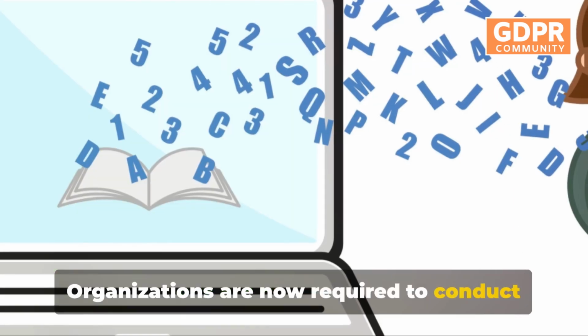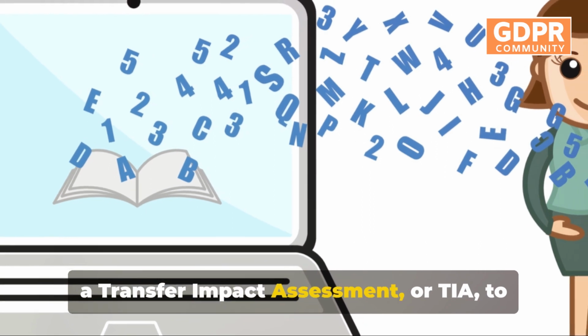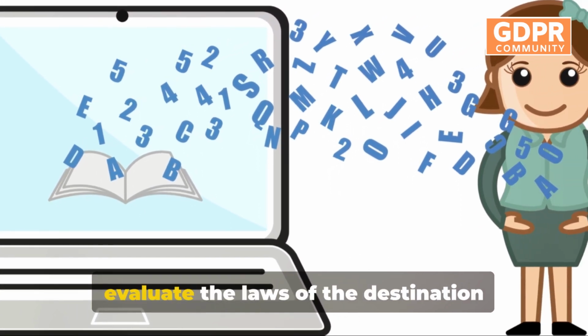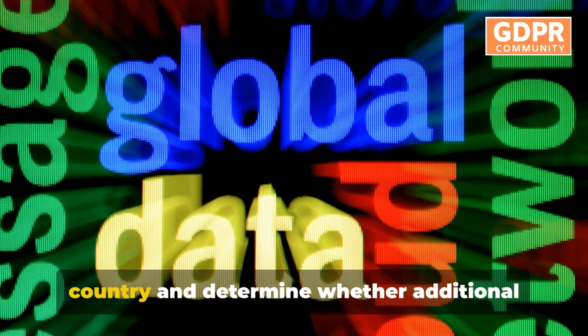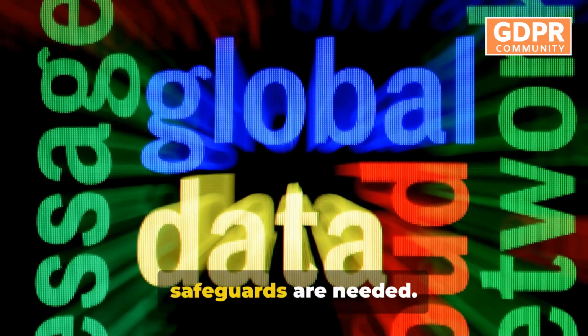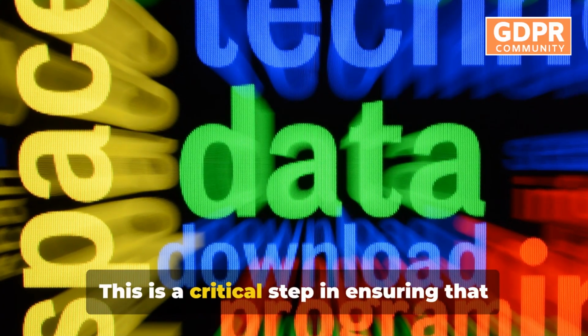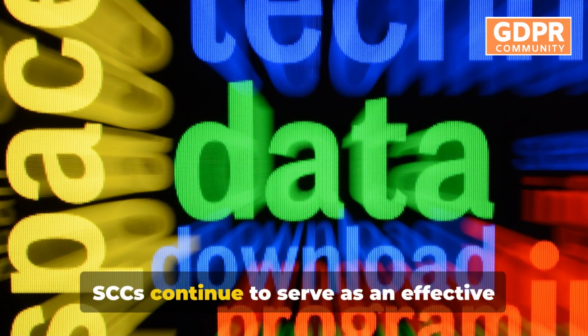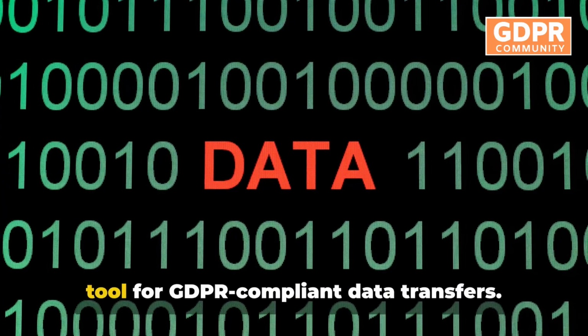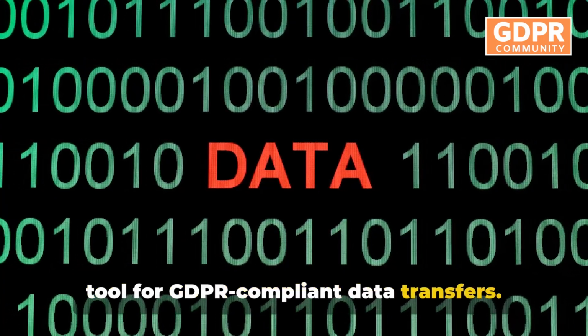Organizations are now required to conduct a Transfer Impact Assessment, or TIA, to evaluate the laws of the destination country and determine whether additional safeguards are needed. This is a critical step in ensuring that SCCs continue to serve as an effective tool for GDPR-compliant data transfers.